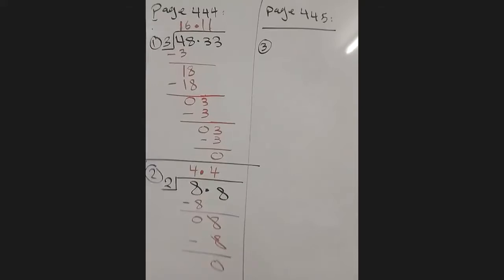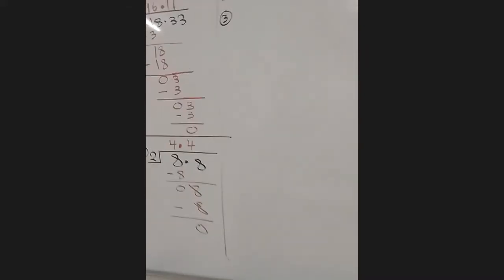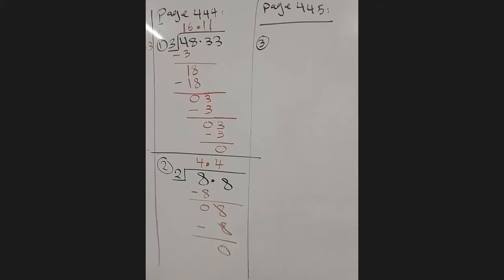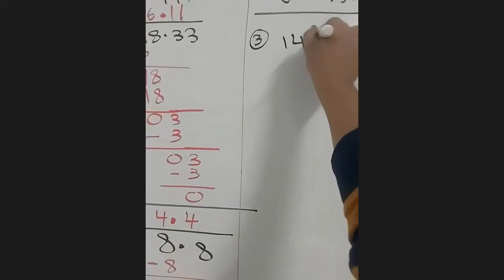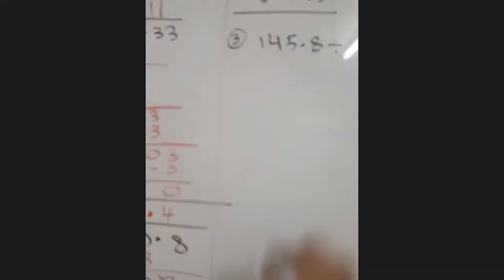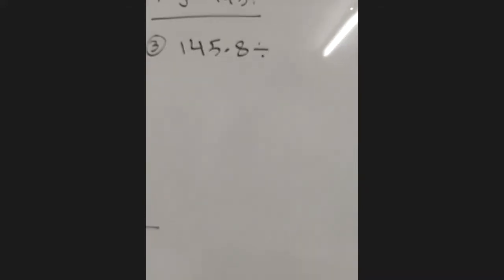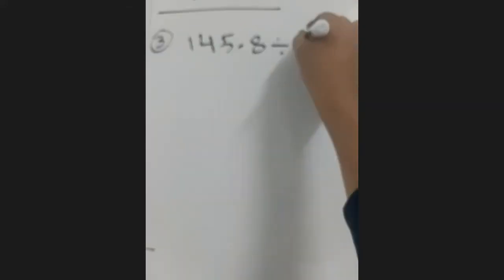So I'm with Al-Walid. Al-Walid, put your hand up. Okay, yalla, Walid. Question 3. What do we have in question 3? 145 decimal 8 divided by what? Divided by 12. Good.